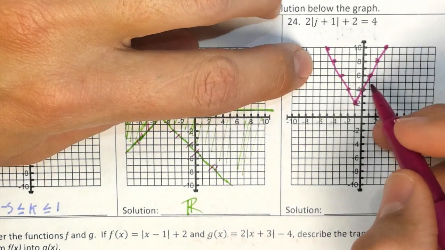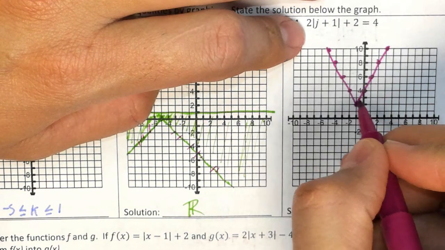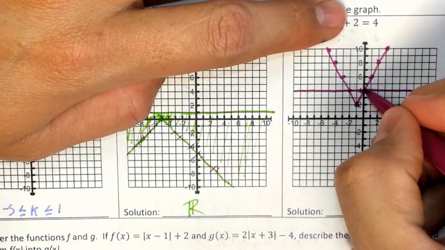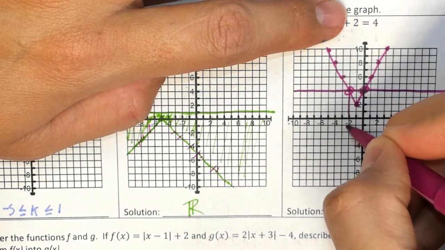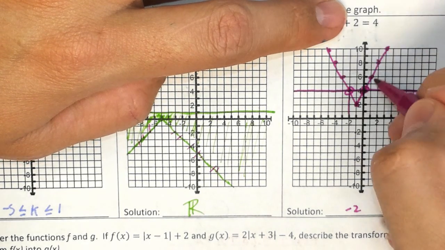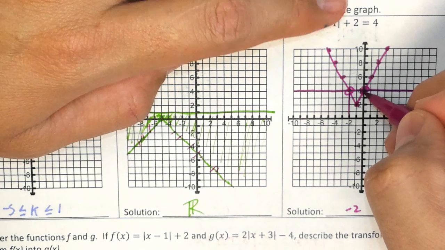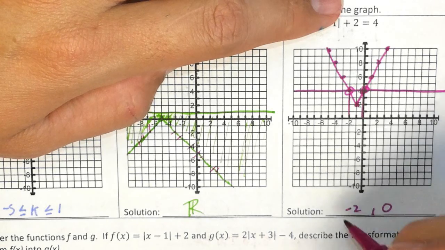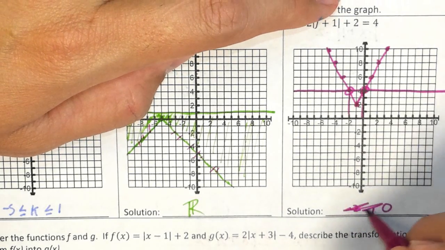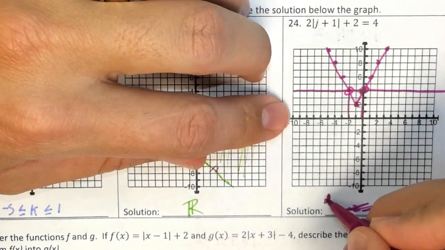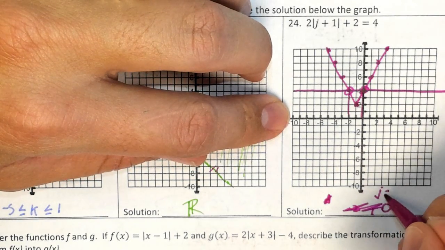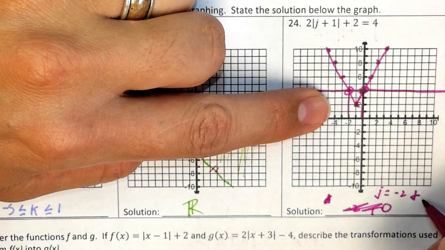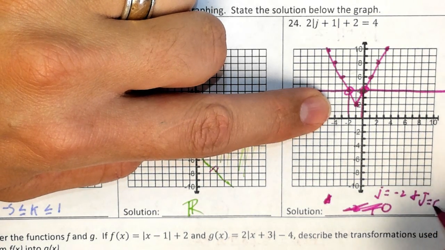And so we have this one graphed over here, and where it equals 4, I'm going to draw a line at 4. Y equals 4 right there. And I have a solution there and there. So that's -2, and this is 0. Those are my solutions. That would technically be J is equal to -2, and J is equal to 0.